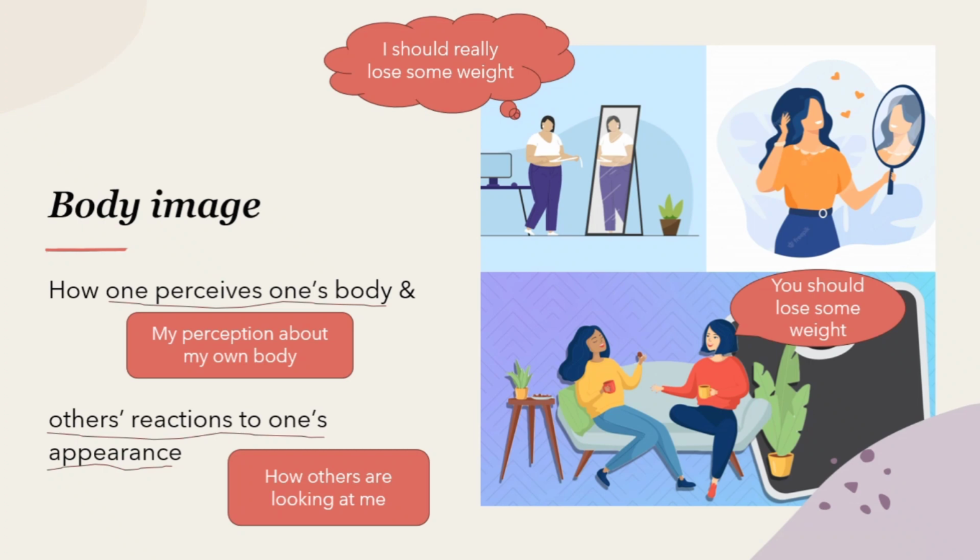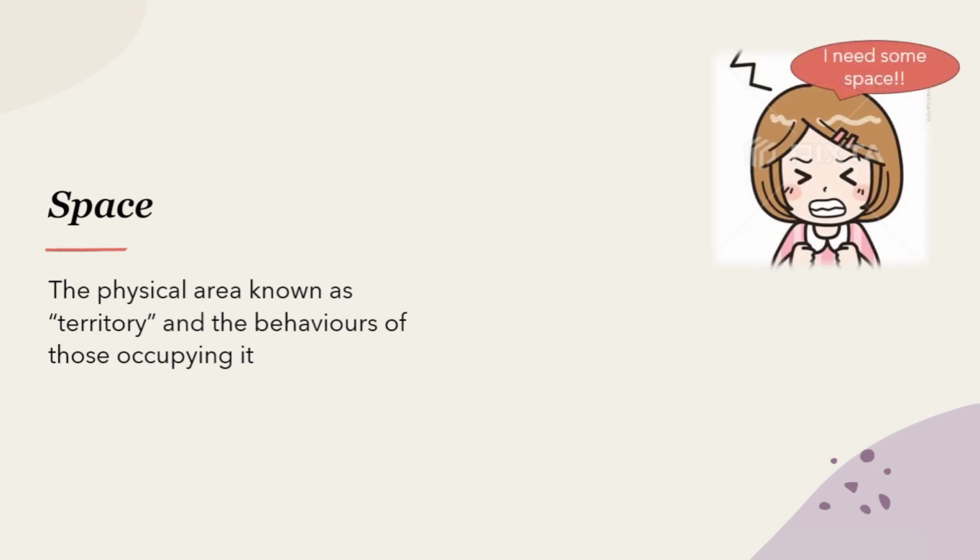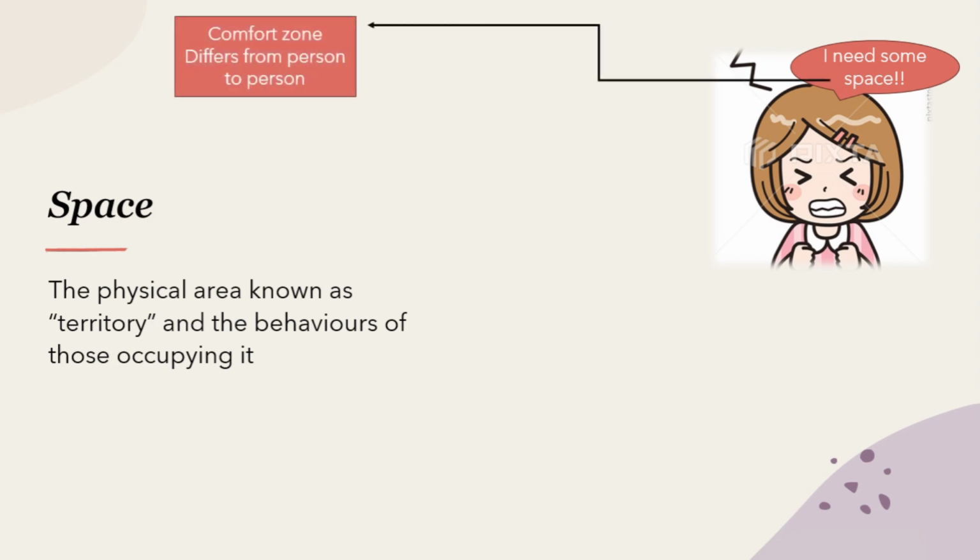Next is space. Space is defined by the physical area known as territory and by the behaviors of those occupying it. We have often heard people say, I need some space, right? Space is like a comfort zone which varies for different people. Some patients may share their problems easily with doctors and nurses.